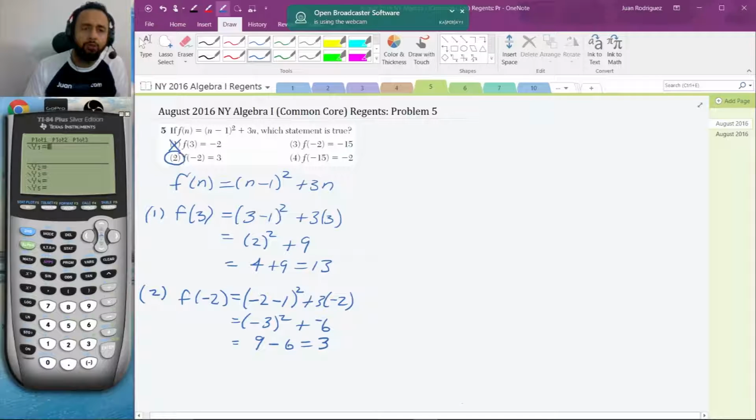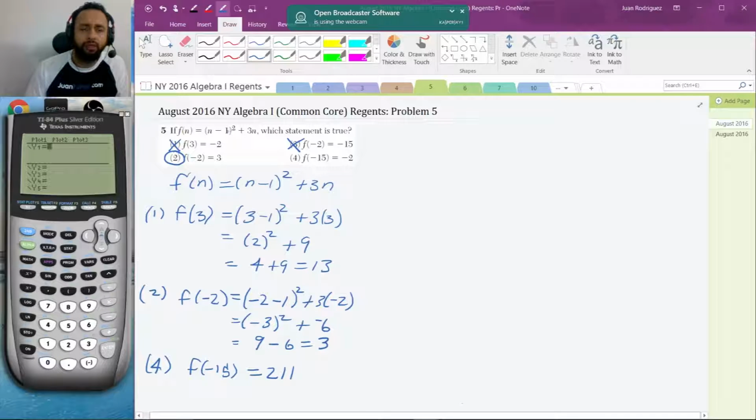I do highly recommend that you check your answers. Choice 3 is f of negative 2, so we can verify that that's not it. And choice 4, f of negative 15, you should plug that in as well. I highly recommend that you do that. It turns out f of negative 15 is large, as we expected. It's going to be equal to 211.